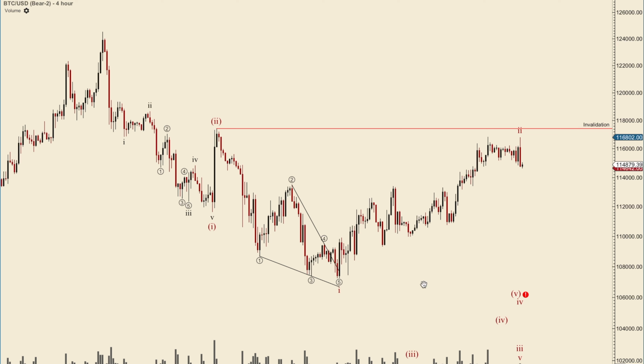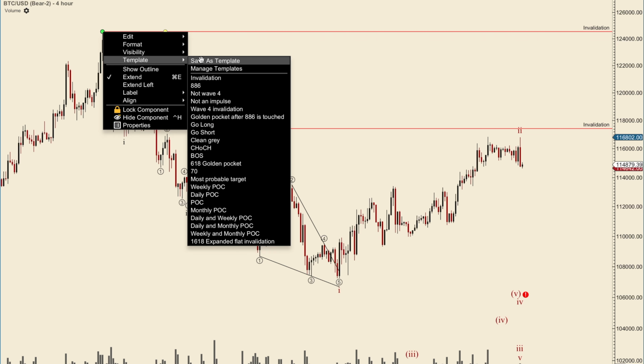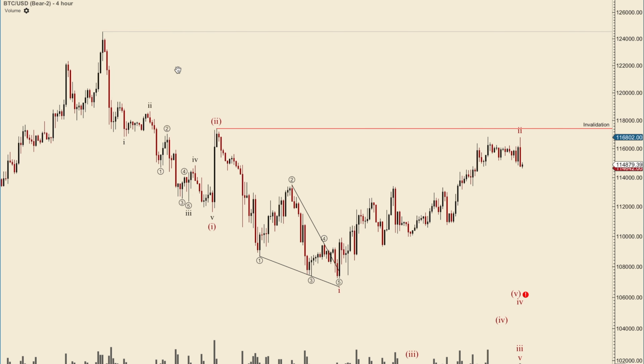So it's a much higher probability that this is a corrective structure. And if this is a corrective structure, it's got to be correcting something. And if it is correcting something, it's correcting the start of this movement. And if it's correcting the start of this movement, it means that sooner or later, it's higher probability to take out this high. So that's basically the scenario for the bears.